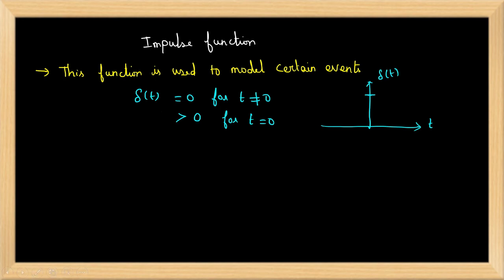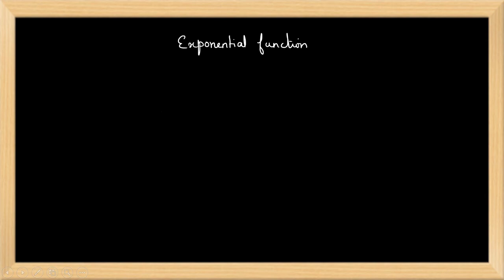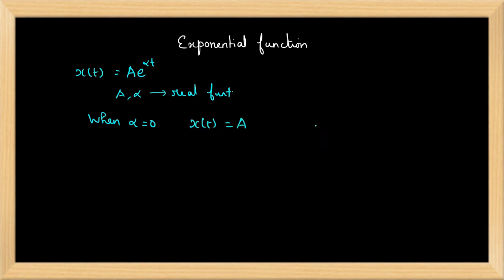The next one is the exponential function. The exponential function is represented as x(t) = a e^(αt), where a and α are both real. When α = 0, what will happen to this function? x(t) will become a. In a diagram we can represent it like this. It has the constant magnitude a.